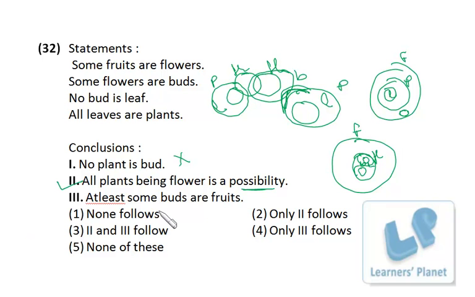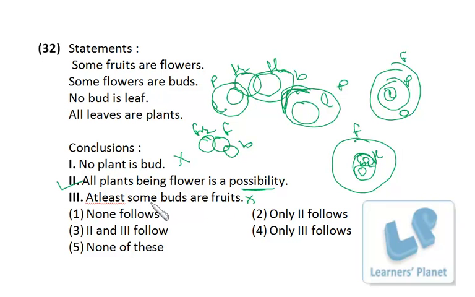Then at least some buds are fruits. So we see intersection between buds and fruits. So here in this diagram we can see the intersection between buds and fruits. But that also we cannot be so sure, because some fruits are flowers like this, fruit, flower, and some flowers are buds. Maybe this is a situation, right? So maybe there is no intersection between fruits and buds. So at least some buds are fruits, we cannot conclude this, right?